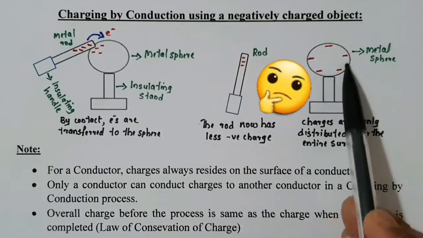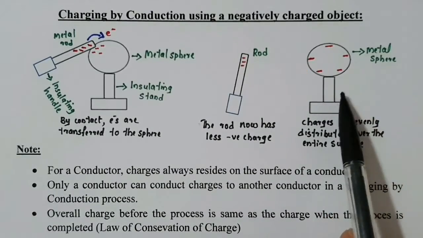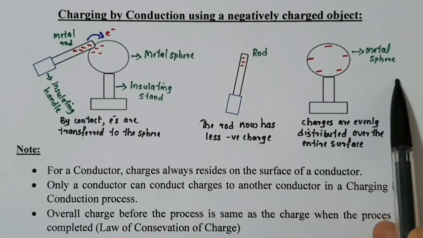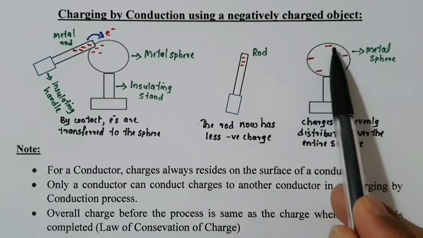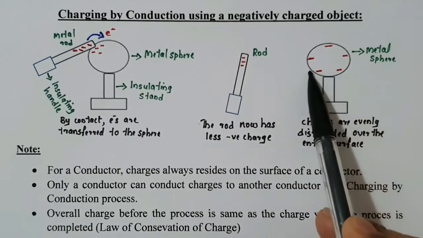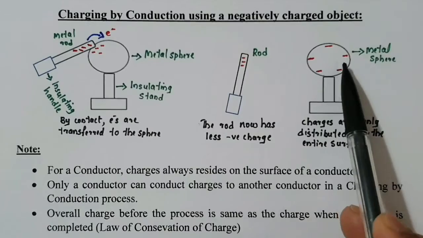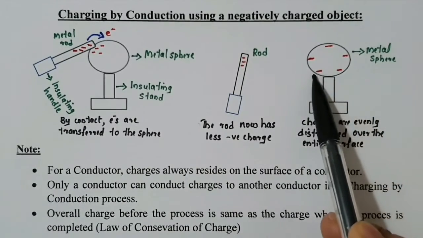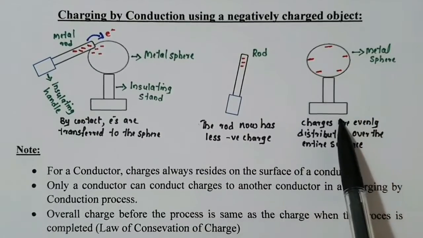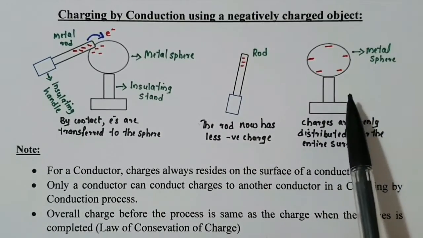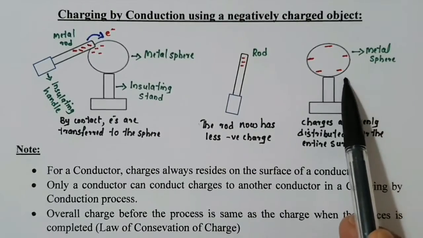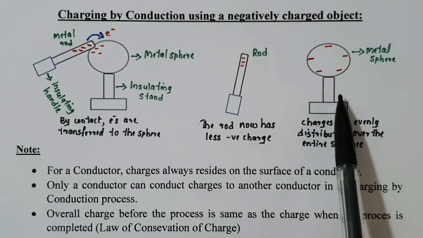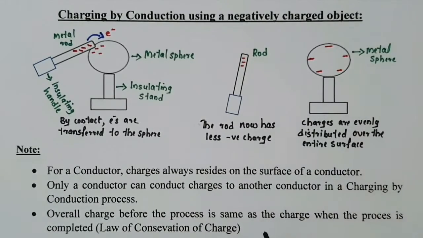Do you ever think about how this is happening? Here, the sphere gets an excess negative charge, which means it gets excess electrons. We know like charges always repel each other, so there is a repulsive effect within the conductor. In order to reduce this overall repulsive effect, the excess electrons migrate throughout the entire surface of the conductor. This is the reason why we say that excess charges always distribute themselves throughout the surface of the conductor. This is a very important point you should remember in the case of a conductor.